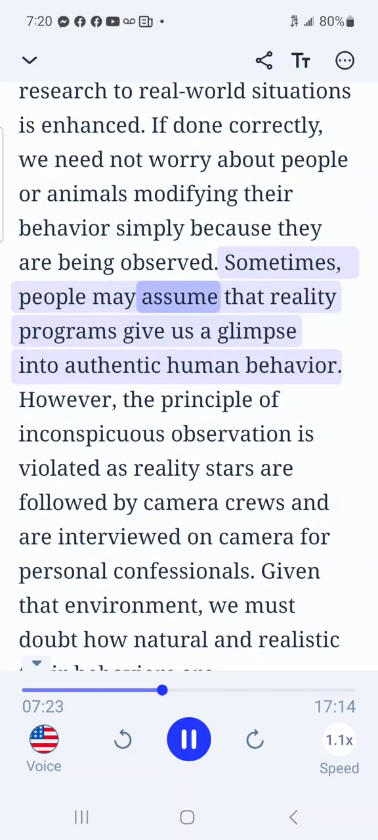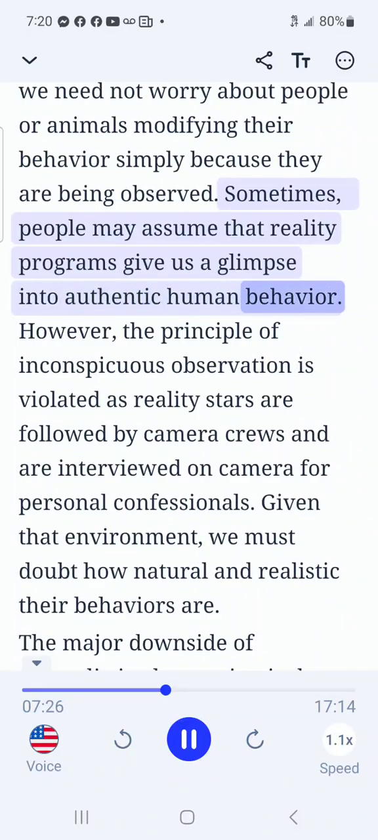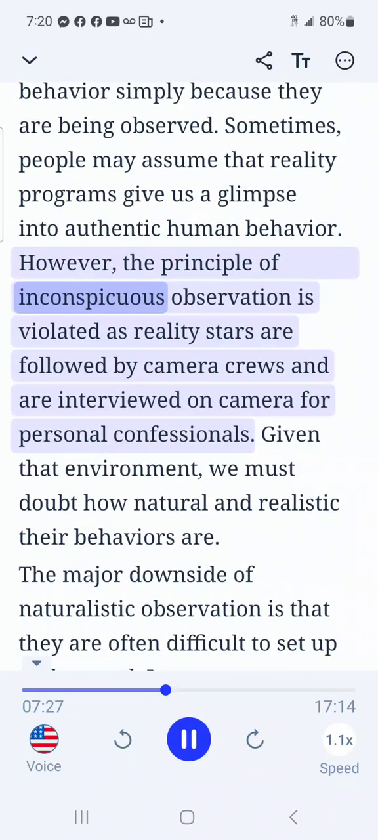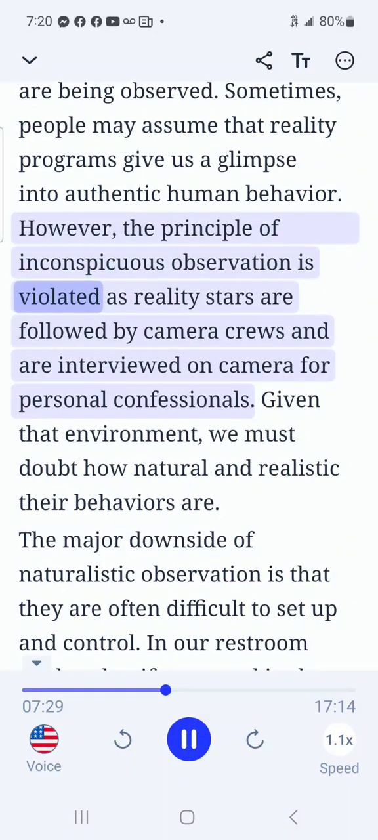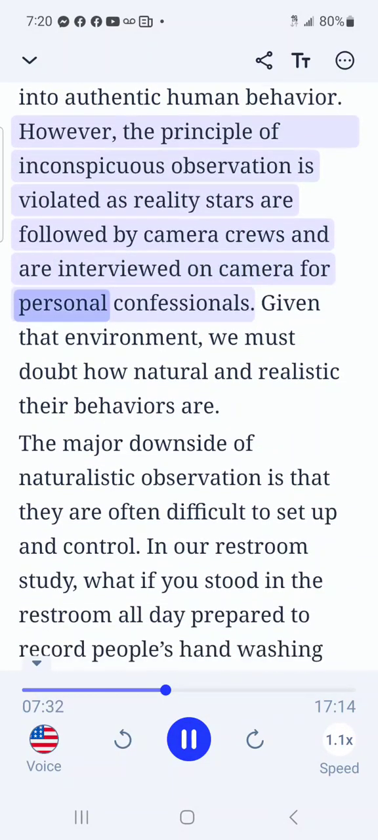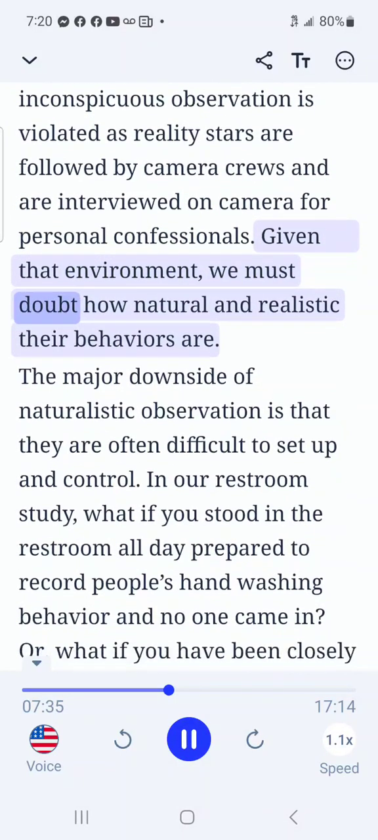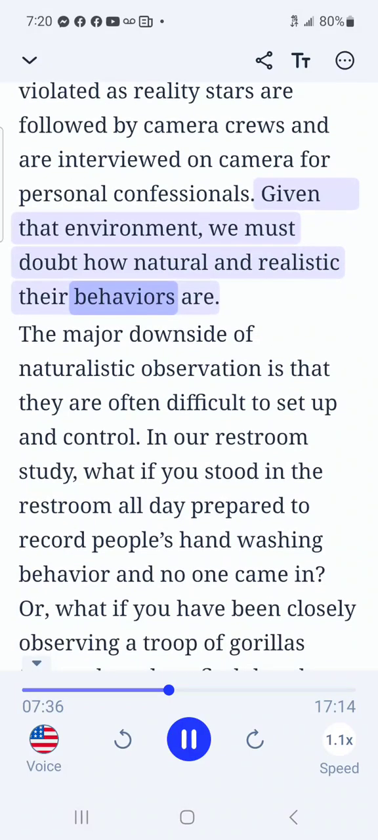Sometimes, people may assume that reality programs give us a glimpse into authentic human behavior. However, the principle of inconspicuous observation is violated as reality stars are followed by camera crews and are interviewed on camera for personal confessionals. Given that environment, we must doubt how natural and realistic their behaviors are.